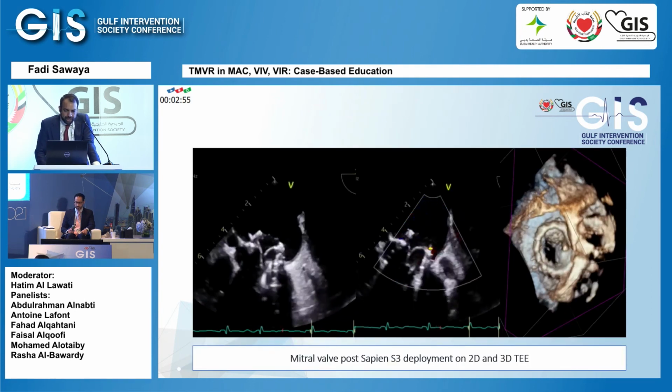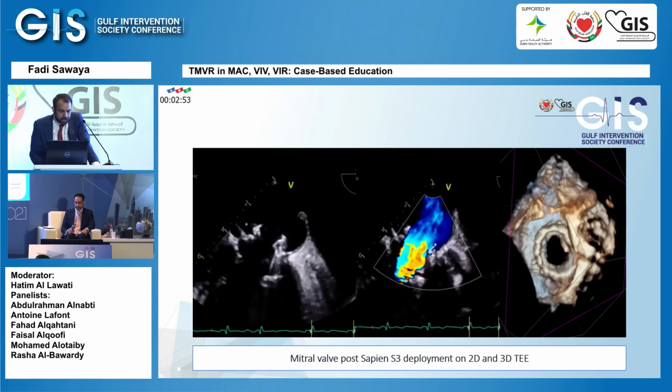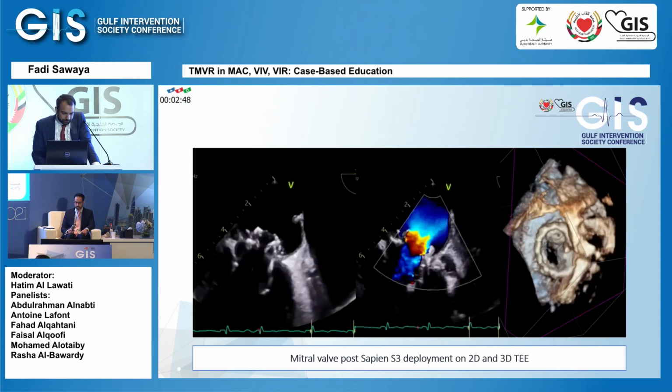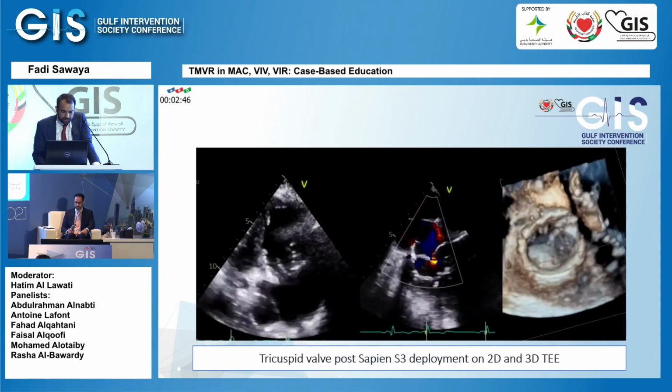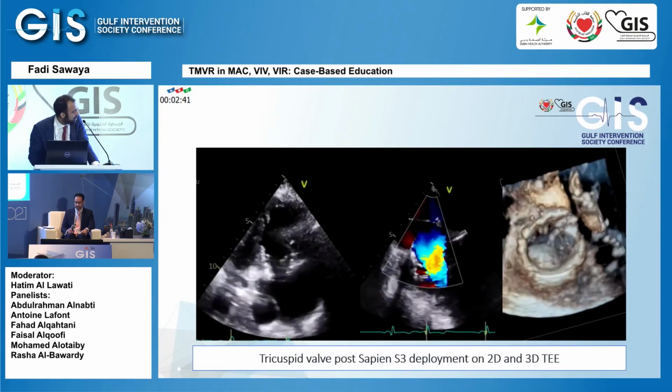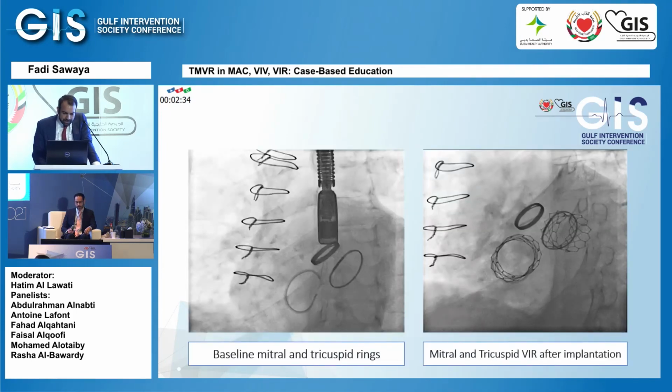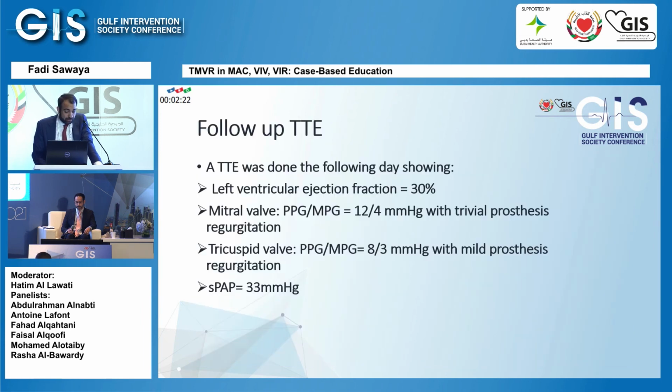This was the result of the mitral. It was actually excellent with no PVL and good opening and closing of the mitral valve. For the tricuspid, I had a mild central regurgitation from overinflating the Sapien, which sometimes happens when you add 5 cc's of volume. This is how the baseline rings looked on fluoroscopy, and this is how the valves look after deployment. The patient did extremely well.